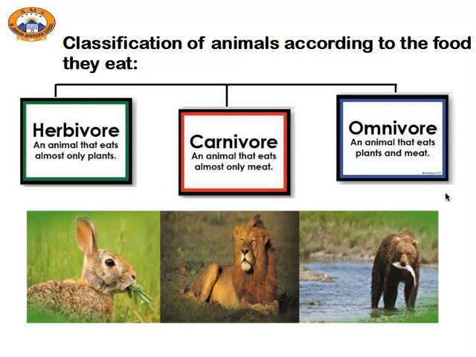Okay, the third type of animals are called the omnivores. The omnivores can eat both plants and meat, like the bear. Do you know that the bear likes to eat fish, which is meat? And sometimes the bear eats plants. So the bear is considered as omnivore because it can eat both meat and plants.